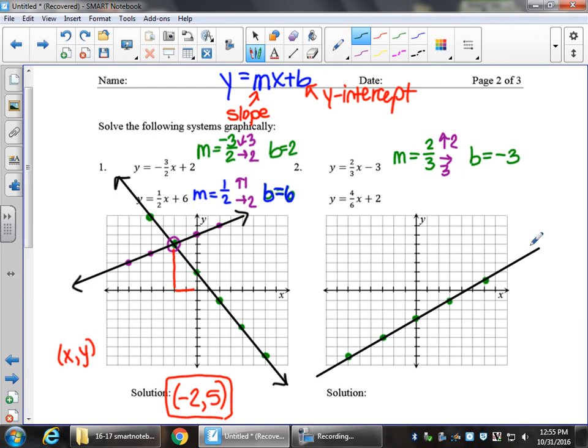We want arrows on both ends to indicate that it goes forever and ever. Let's switch over to blue. Blue line, y equals 4/6x plus 2. I'm in good shape, it's solved for y. So I can identify m equals 4/6, which means up 4, right 6. And then b equals 2.